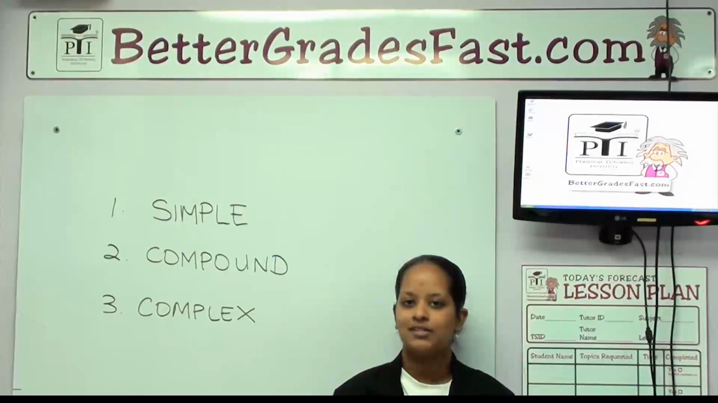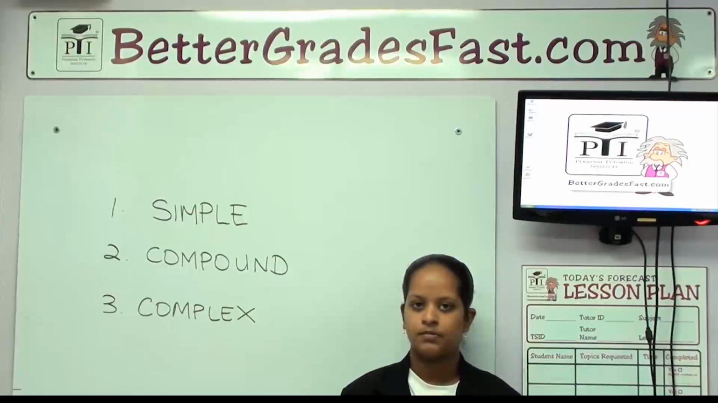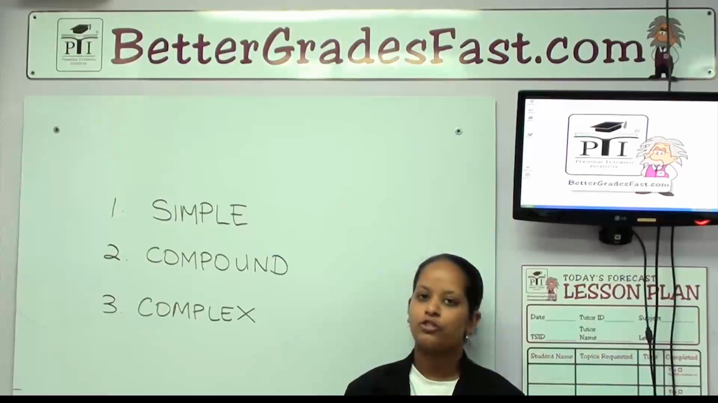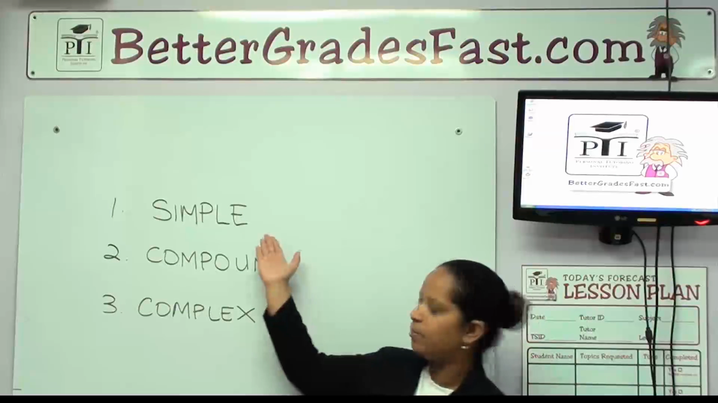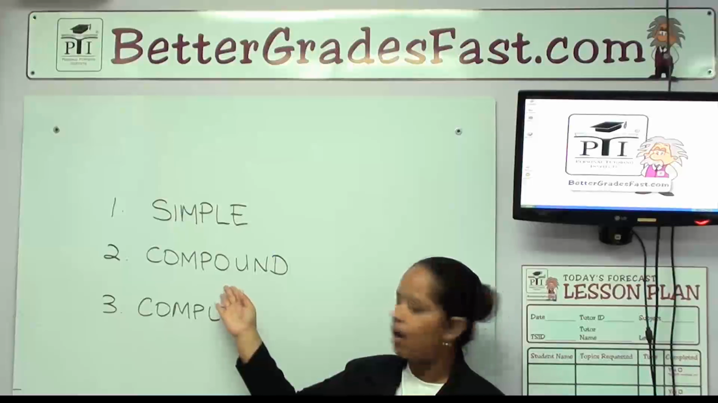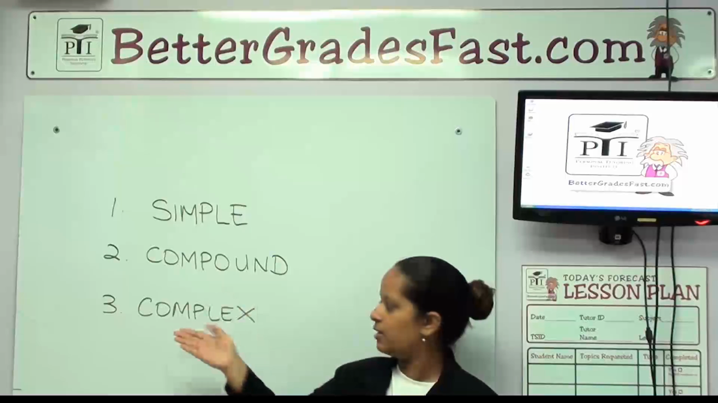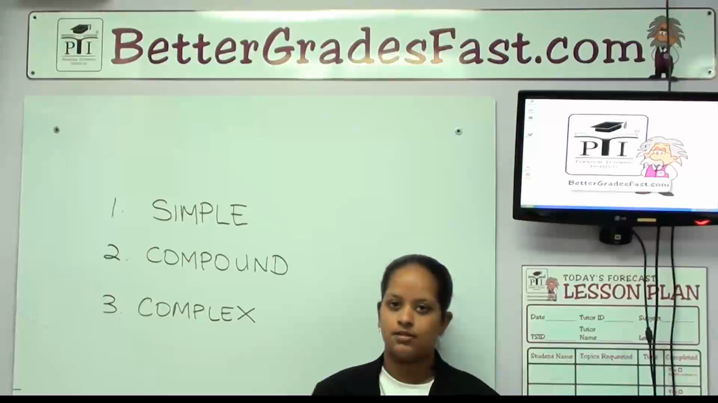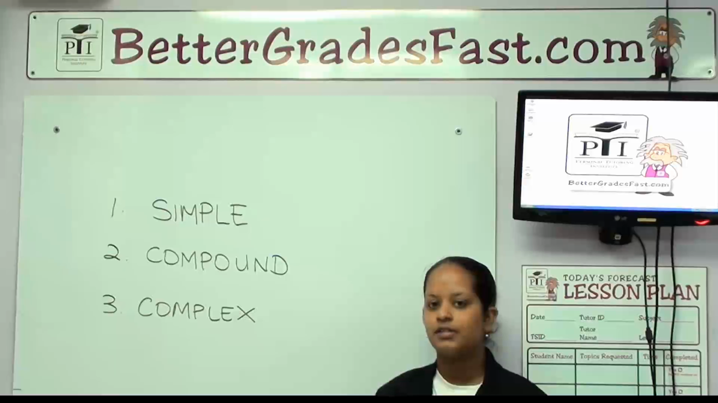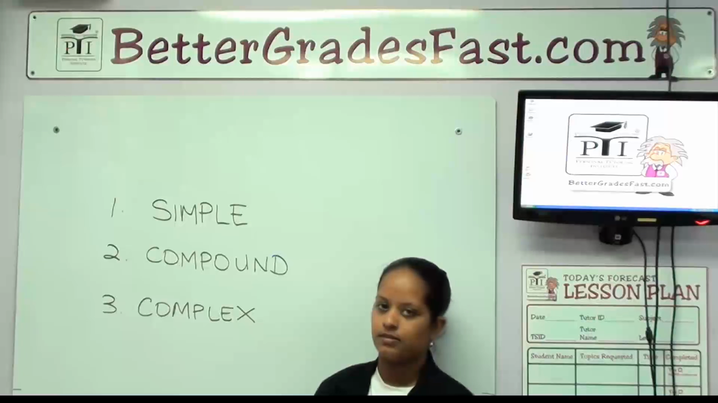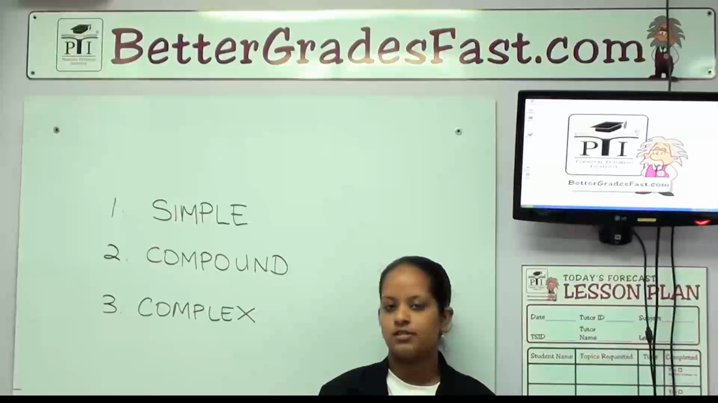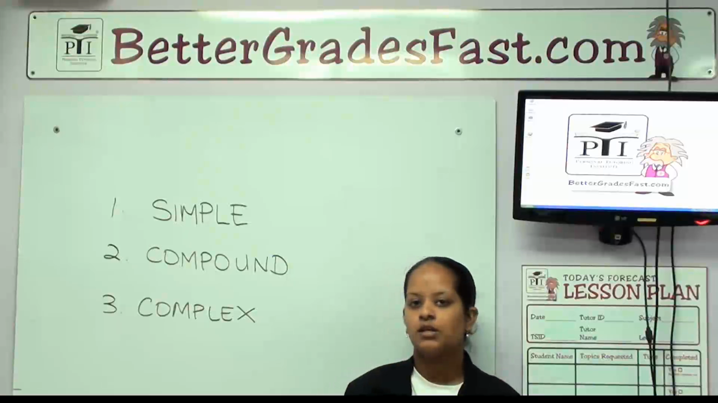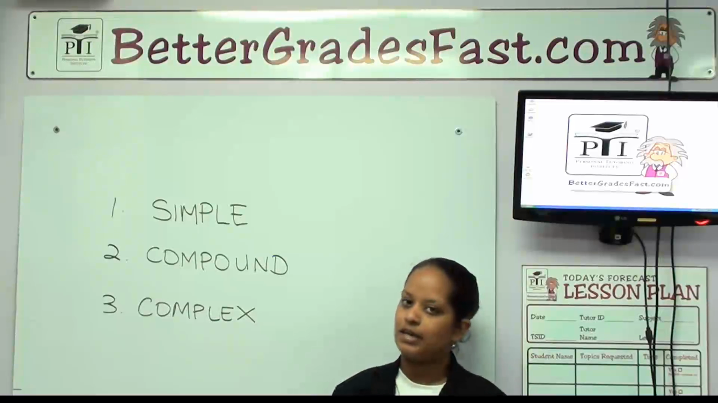This language arts session will be on types of sentences. In English, there are three main types of sentences. These are simple sentences, compound sentences, and complex sentences. We will first look at simple sentences. As the name suggests, this type of sentence is perhaps the most simple or easiest one to identify.